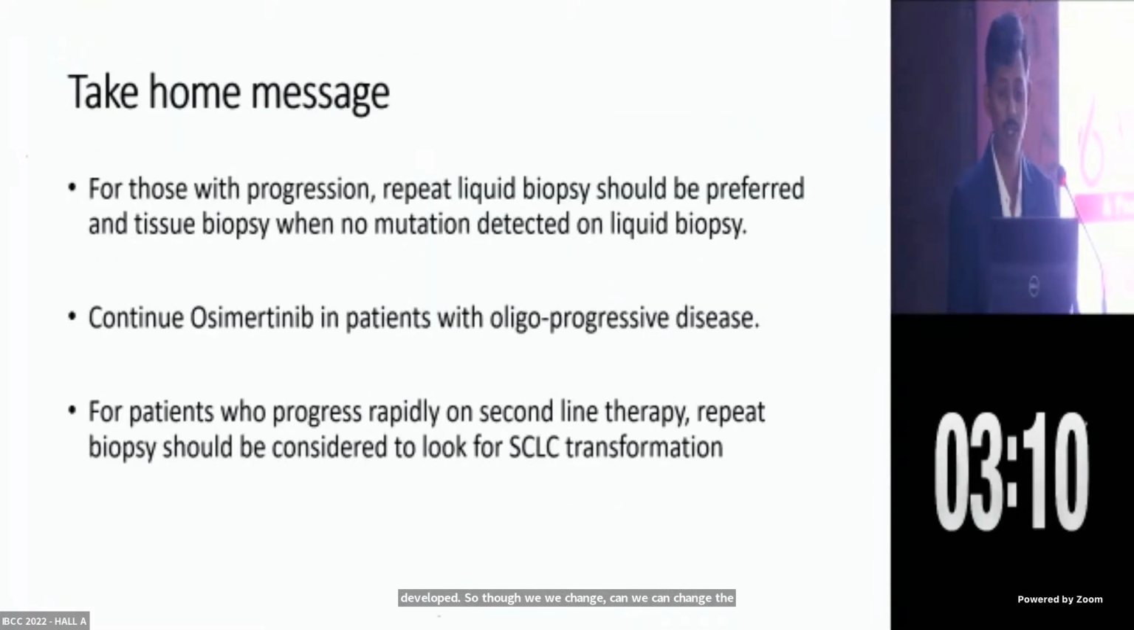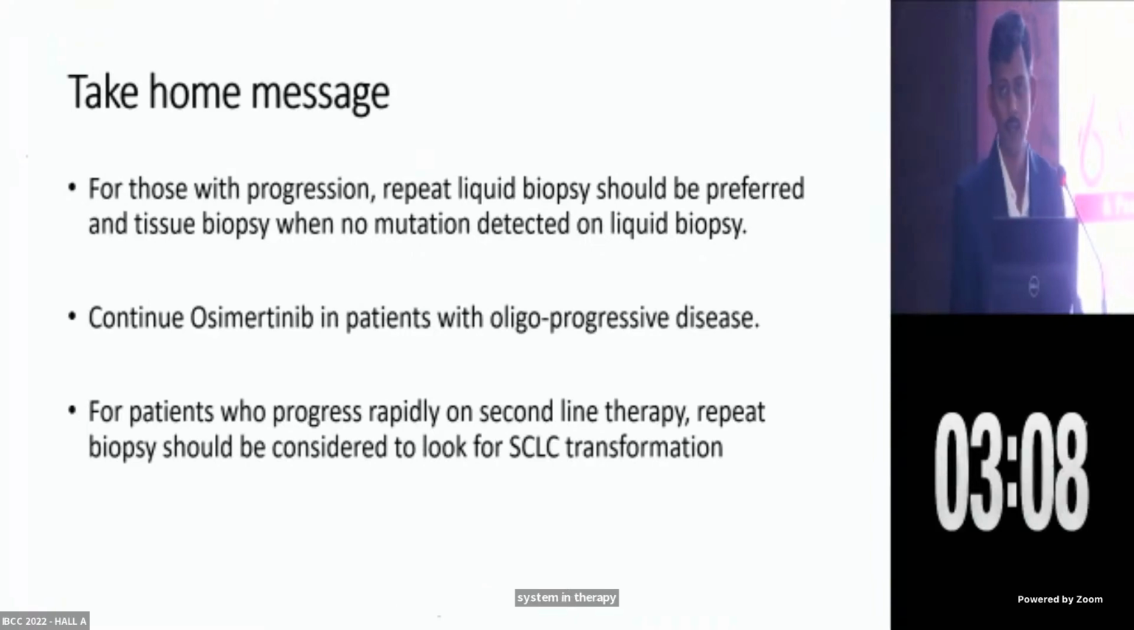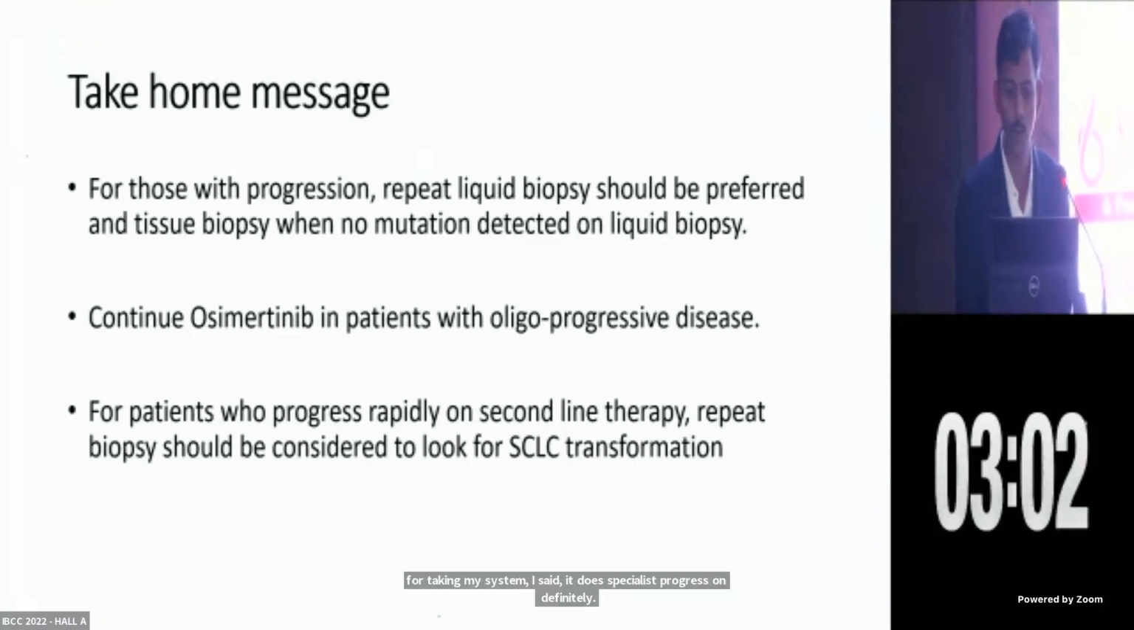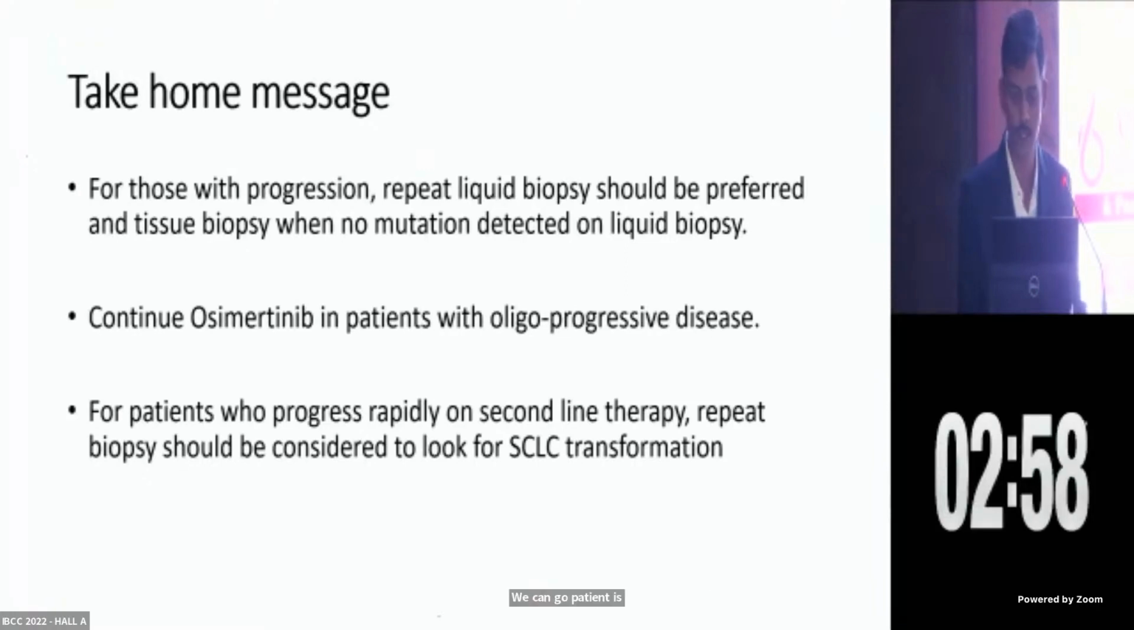So, the take home message from my side: if the patient progresses on osimertinib, definitely we should do a liquid biopsy. If the liquid biopsy is negative, we can go for tissue biopsy and check for other mutations with NGS, and we will continue osimertinib with oligoprogressive disease. And if there is rapid progression or new lesions appearing, we should look for small cell carcinoma.